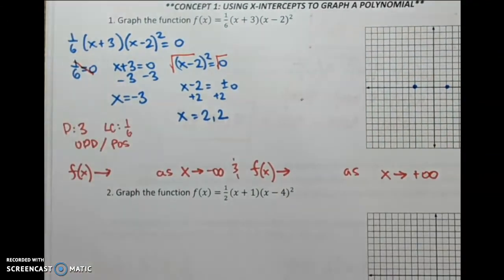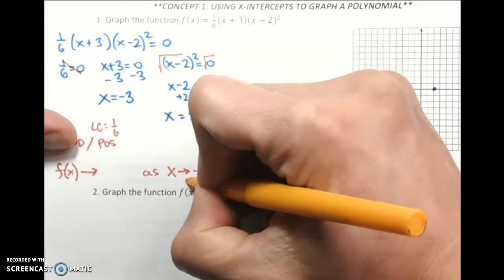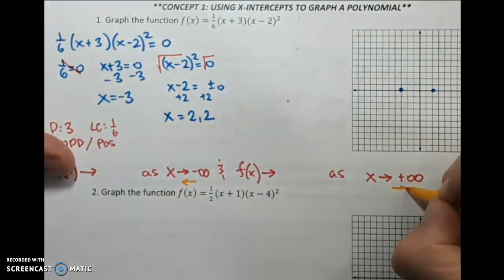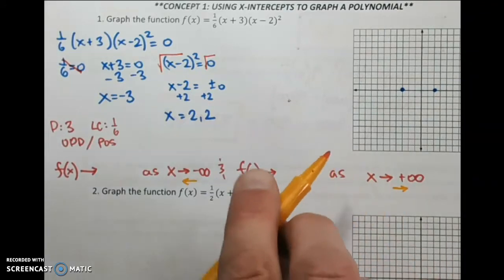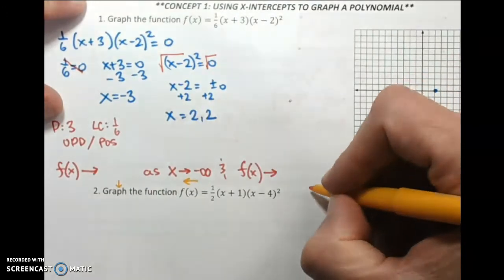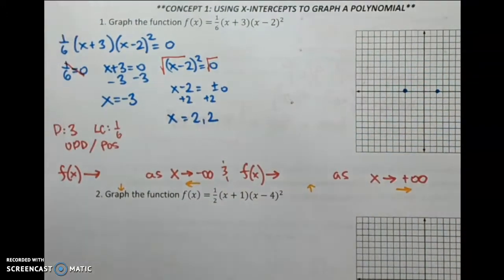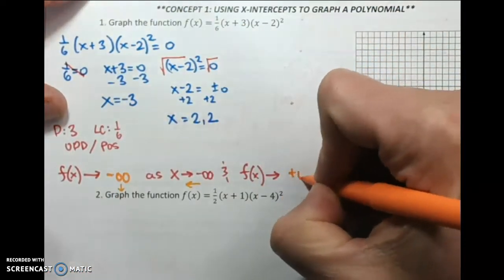Alright, so again, what I'm talking about is the way in which this is graphing. So where do I go to the left? Where do I go to the right? Odd tells me it's going to start and end in opposite directions. And positive tells me it's going to be like a positive slope. So it's going to start going down and end going up. So that means negative infinity and positive infinity.